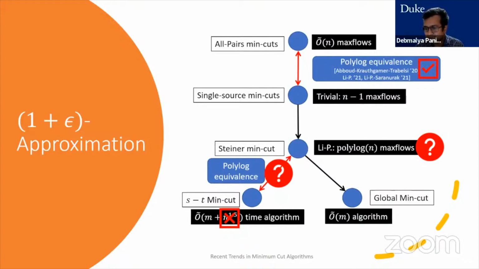When I say you don't get polylog max flows, what I mean is that you don't get polylog approximate max flows. Of course, you can ignore approximation and just run polylog exact max flows. That would still work. But you don't get the added advantage of using approximate max flows, which are faster. So that's the situation.